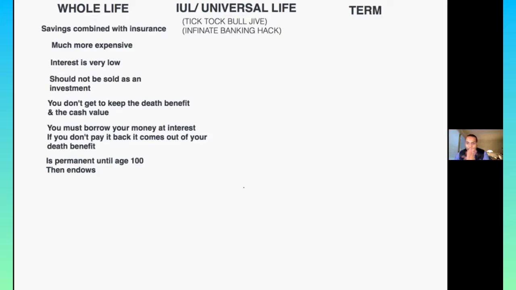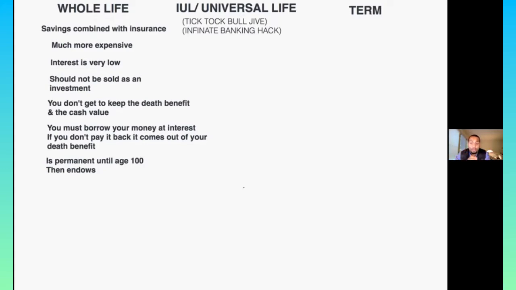Insurance and savings bundled together. Low rate of return. You don't get your death benefit and your cash value. You only get the higher of either or. And you have to borrow your money. And if you don't pay it back by the time you die, it comes out of your death benefit. So if you want to go buy whole life, you're more than welcome to do so.